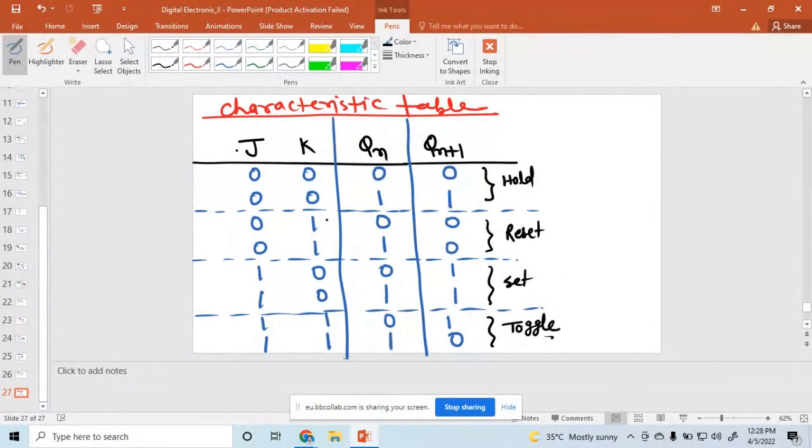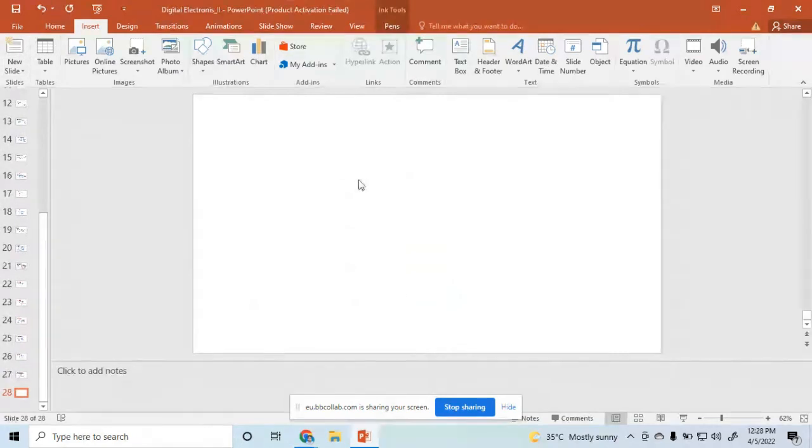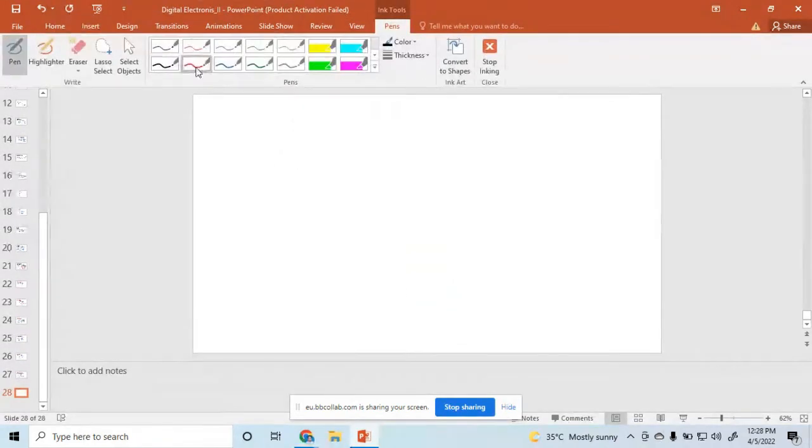Is that clear? Yes or no? Up to this point, anyone have any doubts, any query? Yes. Clear, sir. After that, the next topic is the characteristic equations. So first draw the characteristic table and then the characteristic equations.